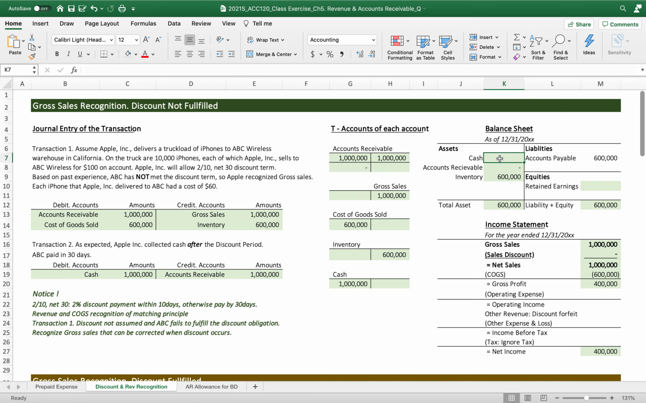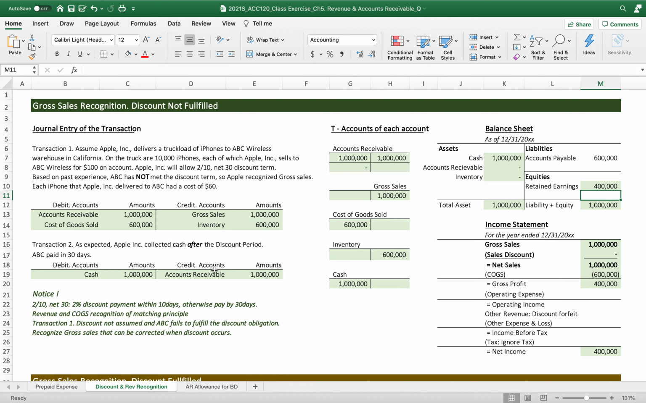Now the balance sheet: inventory first. Inventory sold out, so inventory is out, and there's no inventory on hand. Then the cash received is $1 million. We haven't balanced out total assets, liabilities, and equity yet, because the net income of $400,000 should be accumulated into retained earnings. So we balanced that out.